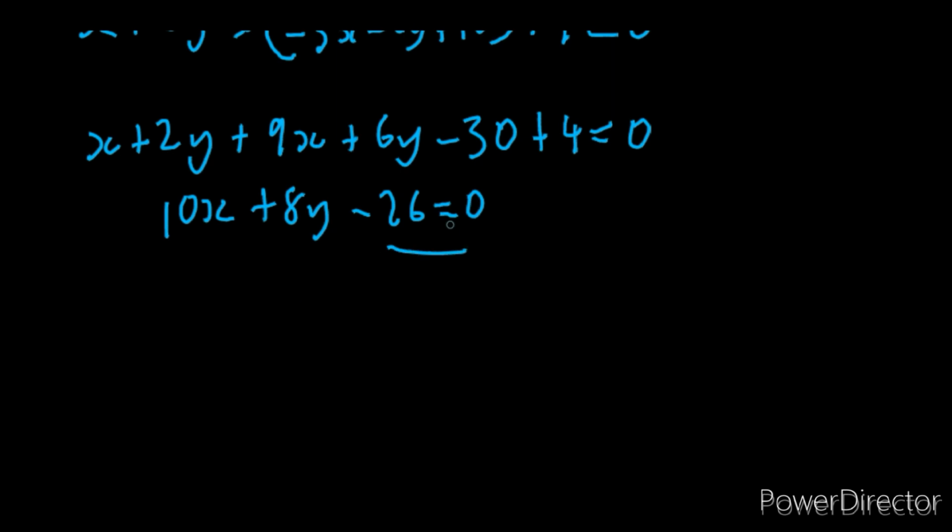Let me just choose to take this to the other side. Even if you don't do it, there is nothing to lose. So you can manipulate these equations however you want. So that's what we have. So we're going to have 26.